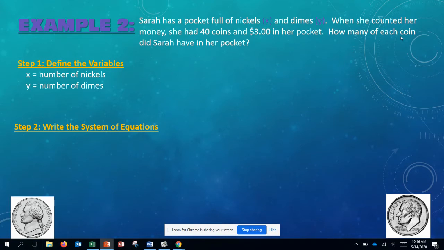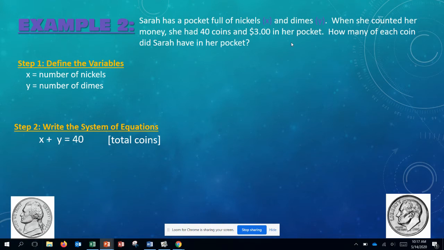So what are the two total quantities that we have? Well, we have a total quantity, 40 coins, representing how many coins Sarah has, and we have a total amount of change, or $3 in her pocket. So one equation is going to discuss total coins, one is going to discuss money. So the first one talking about total coins. Well, if we know we have x nickels and y dimes, all we need to do to find the total coins is do x plus y, and that's going to be equal to how many coins she has. Well, she has 40 total coins.